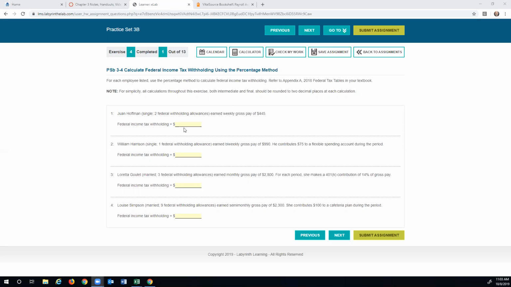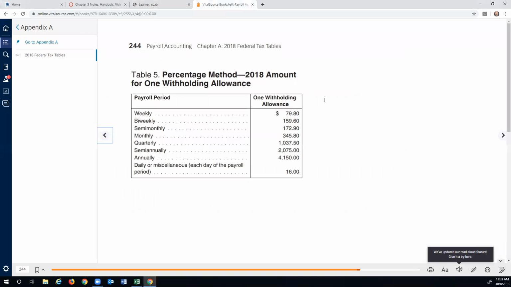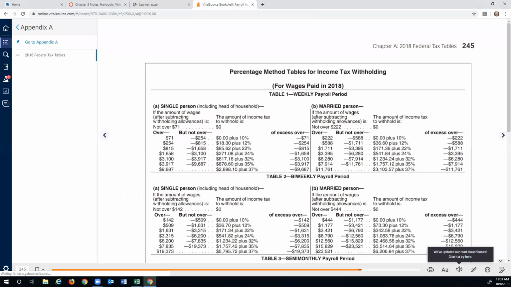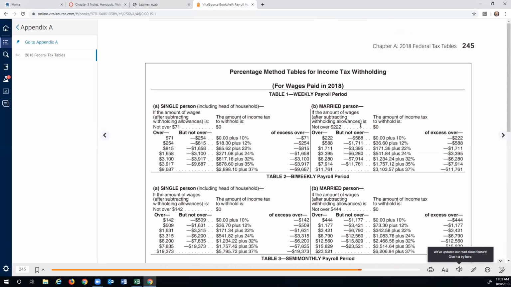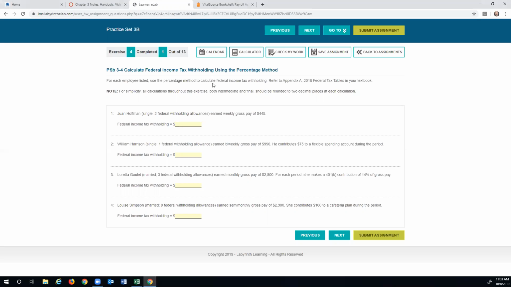Okay, so in order to do this, we need to use Appendix A of your textbook, and we set our allowances here. And this is the income tax withholding tables that we will be using. For weekly, it'll be single and married, biweekly, single and married, and so on. So we're using homework 3-4B, probably straight out of your textbook if you wanted to follow along.